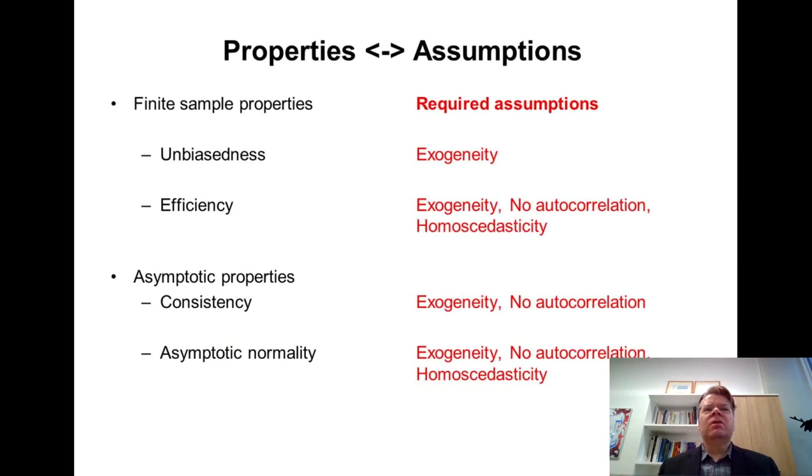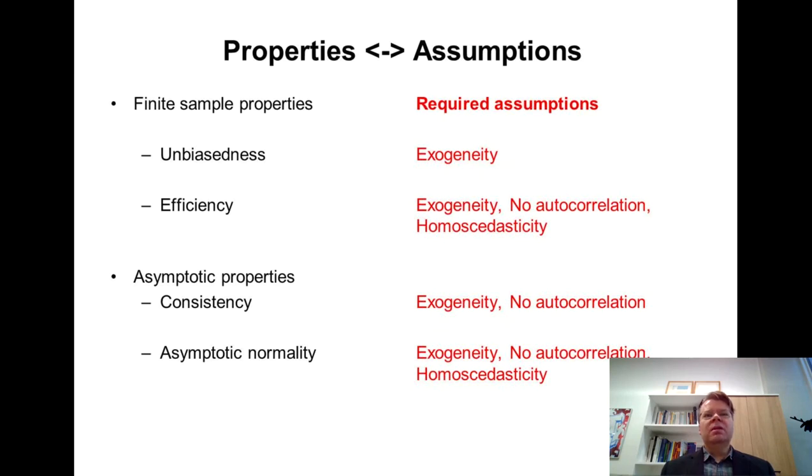So I complete with this little table to compare the properties that we have considered. I left out the mean squared error because it doesn't necessarily require any specific assumptions. You could do it in simulations, for example, even if the model is wrongly specified. So if we consider the four other properties that we have considered, and link which particular assumptions we needed to prove those properties.